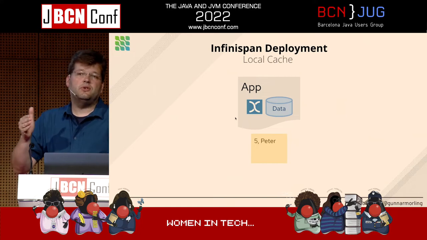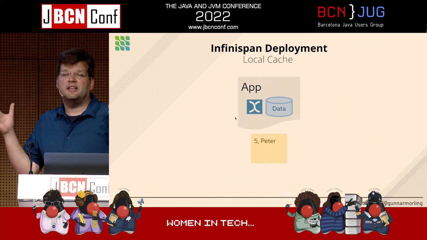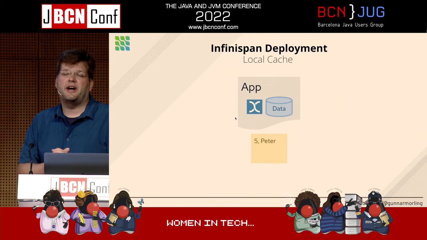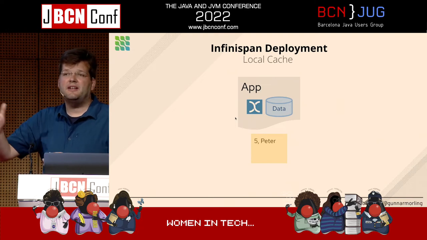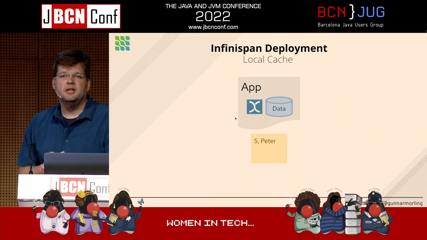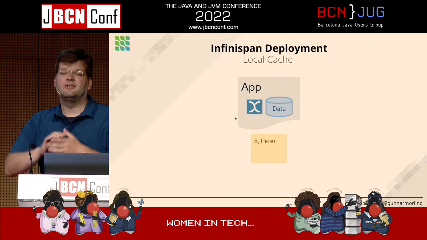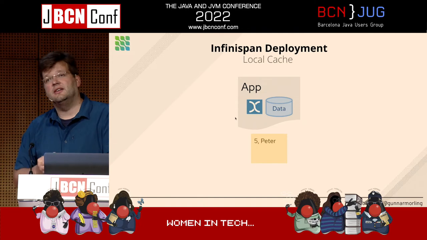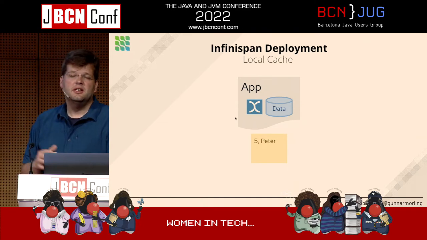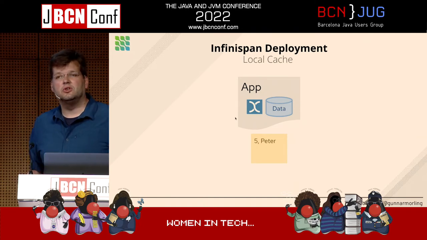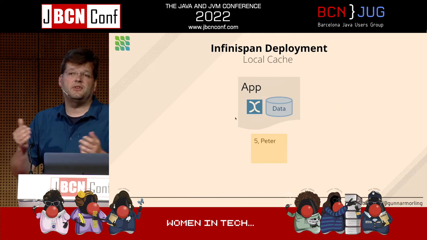And the first way of using Infinispan would be essentially as a kind of a glorified hash map. So it runs embedded within the process of your application. And just like a map, you can use it to put and get data out of it. But then unlike a hash map as you know it from the JDK, you can also use this, for instance, to persist your data on disk. So it's a persistent hash map.